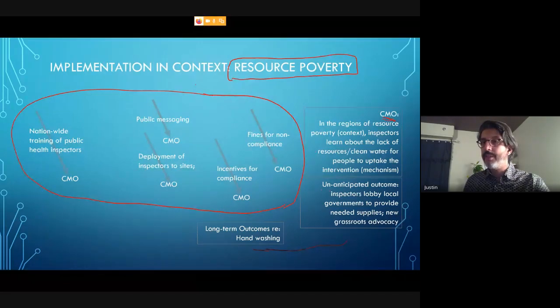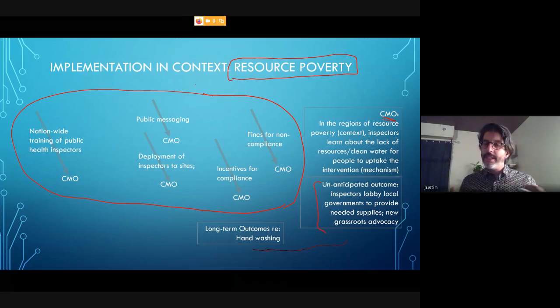Maybe the inspectors lobby local government to provide needed supplies. And from there comes new grassroots advocacy. Some new relationship has been built between the inspectors and the local people, and some new grassroots advocacy. Maybe it has started a new movement to make sure that people who are in the resource poverty situation are able to meet the demands of these policy initiatives.